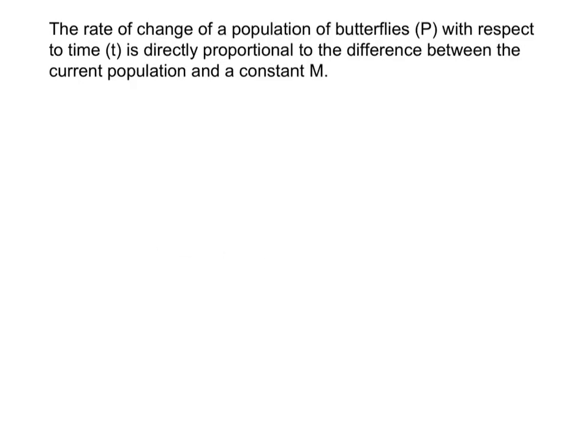So sometimes you're going to have a lot of other words thrown in, and you're going to need to translate into variables. So this one here says the rate of change of a population of butterflies, and we actually go on to say, okay, the population means p, with respect to time, which means t. So again, we're starting off with what we already know. The rate of change means dp dt. That is directly proportional to, so equals k times, and what is it directly proportional to?